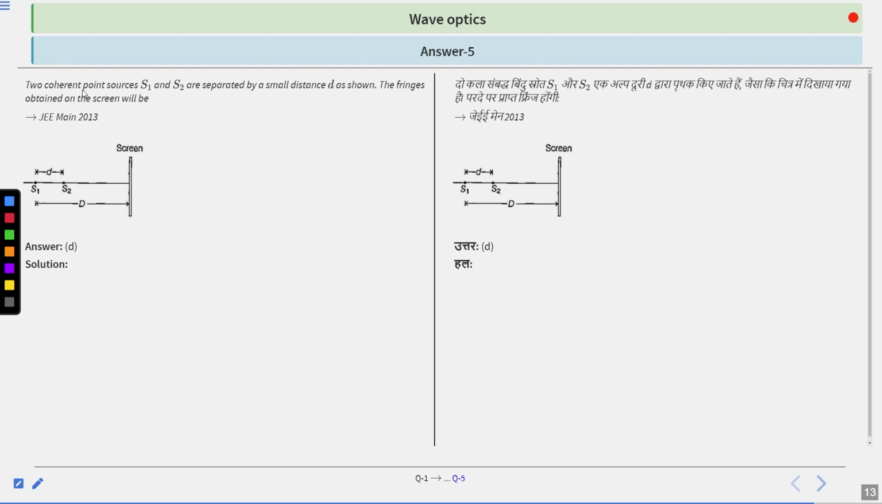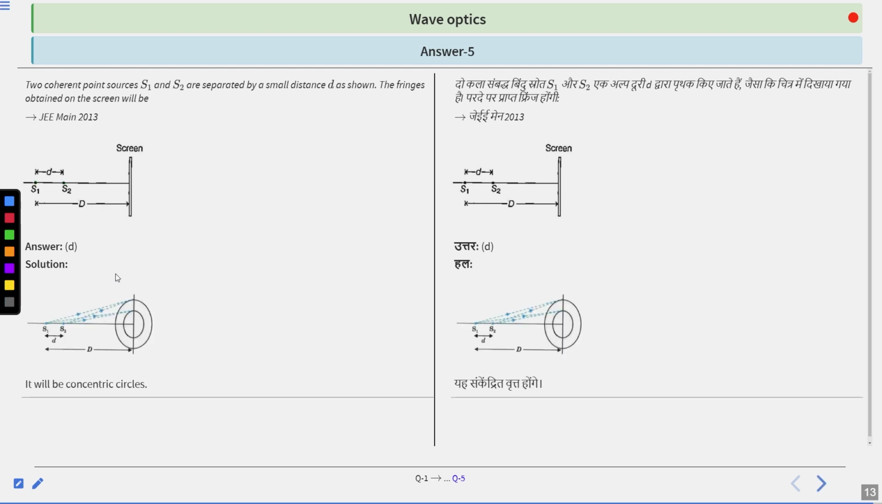Two coherent point sources S1 and S2 are separated by a small distance d. This is source S1 and this is source S2, the distance between them is small d, and the distance between the sources and the screen is capital D. We have to find what the fringes obtained on the screen will be. Suppose there are two sources S1 and S2, and the light waves from one source are incident at this point, and the waves from the second source meet at this point.